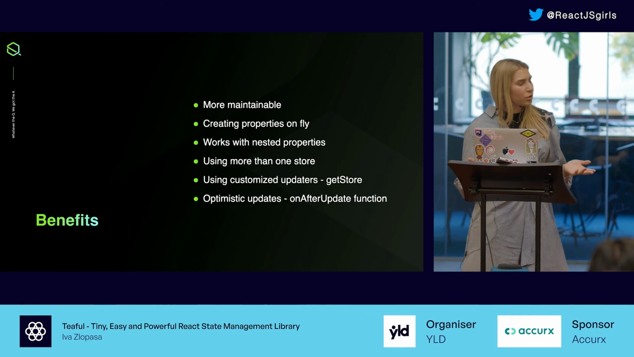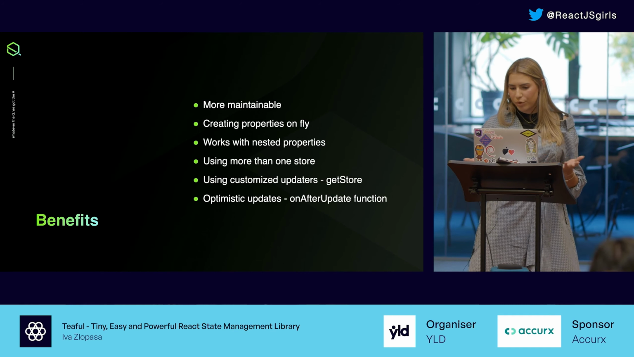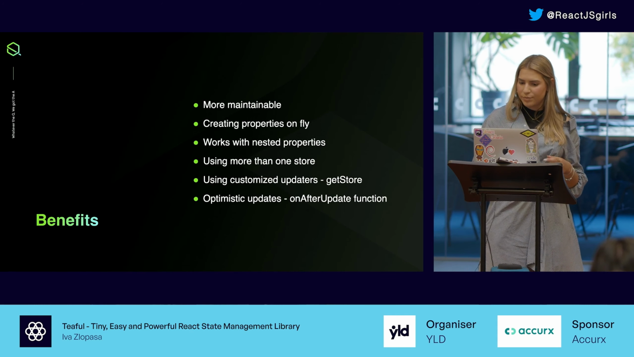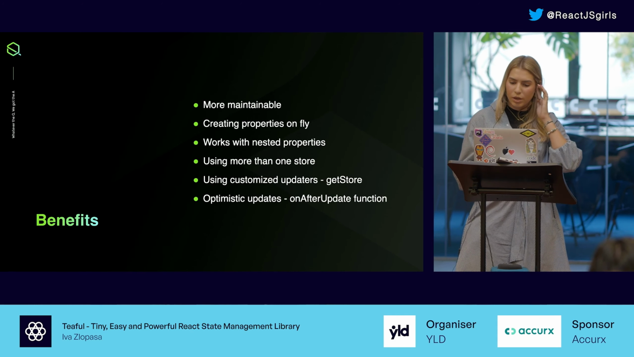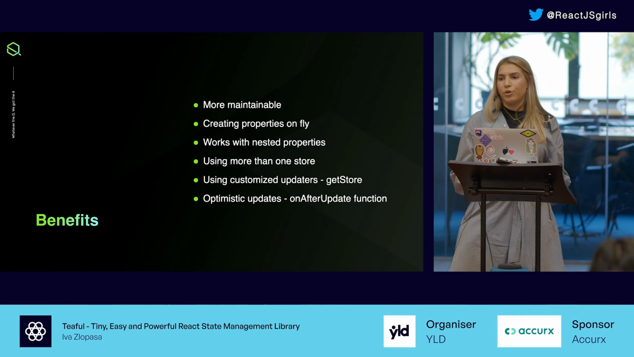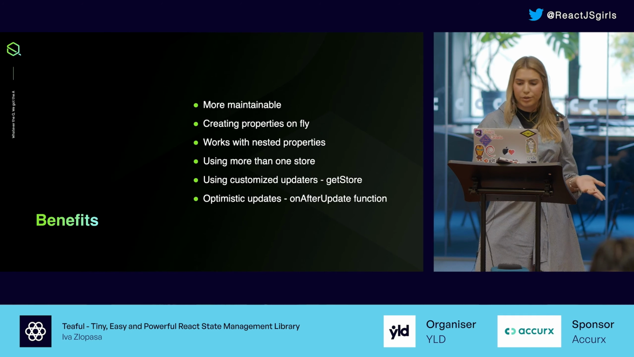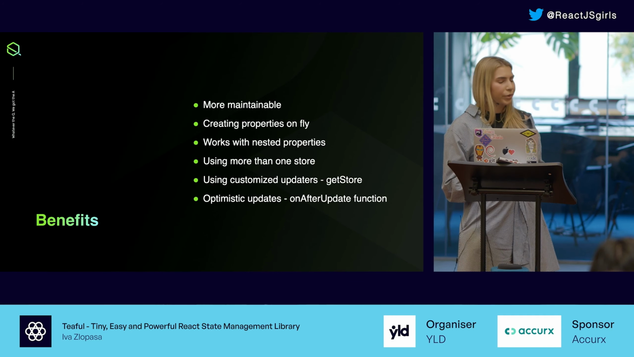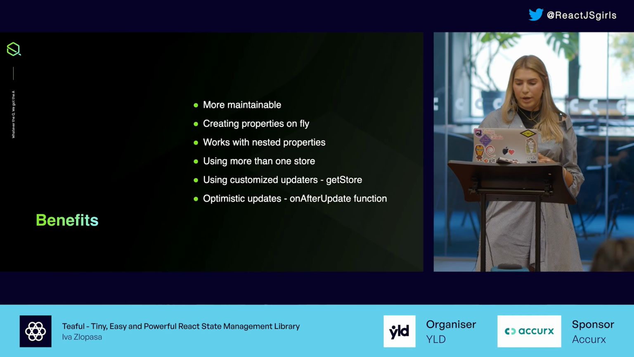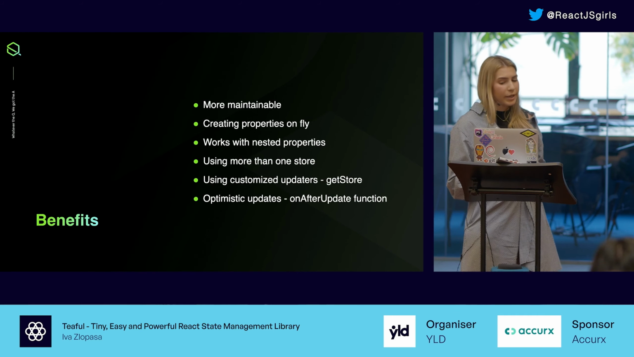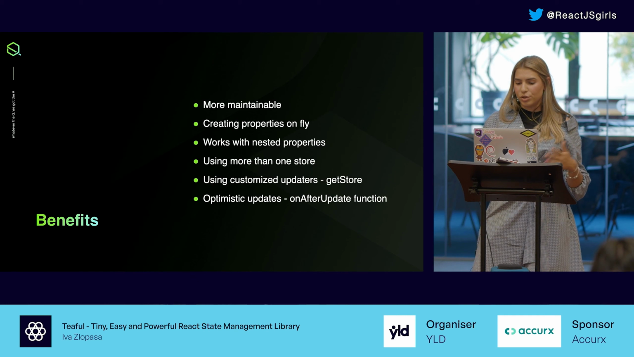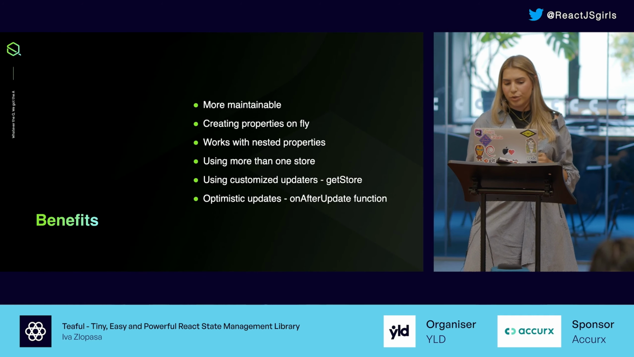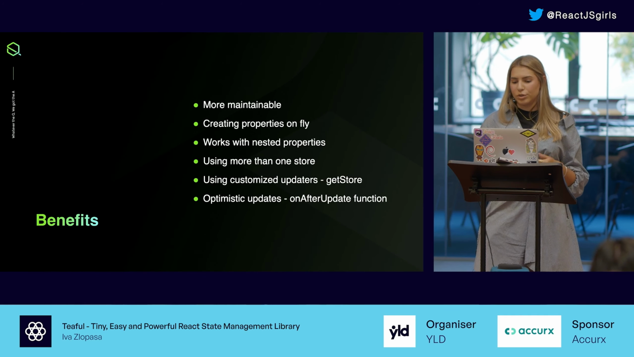Also, you can have multiple stores. You don't have to, but you can choose. And then you can rename the hooks with more personalized names. You're also able to use customized updaters. So if you want several components to use the same updaters without re-implementing them, you can predefine them with the getStore helper. There is also an afterUpdate function to make an optimistic update. So when you update the store and save the value by calling the API, if the request fails, it gets reverted to the previous value.